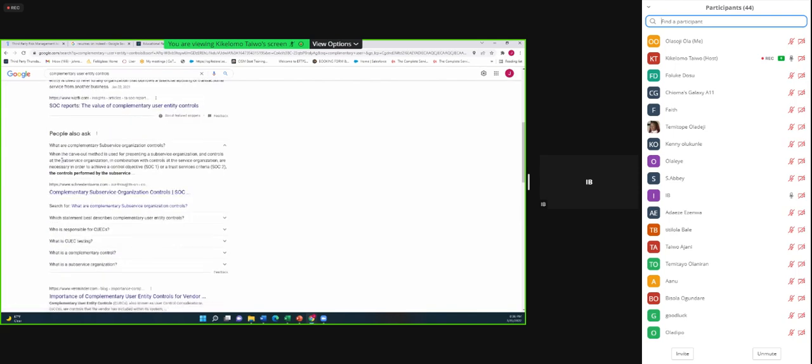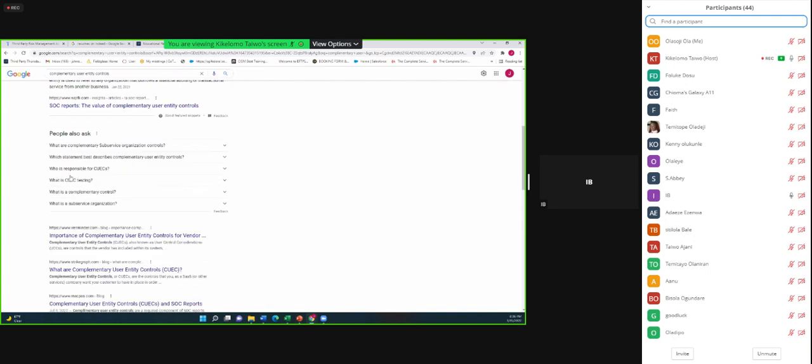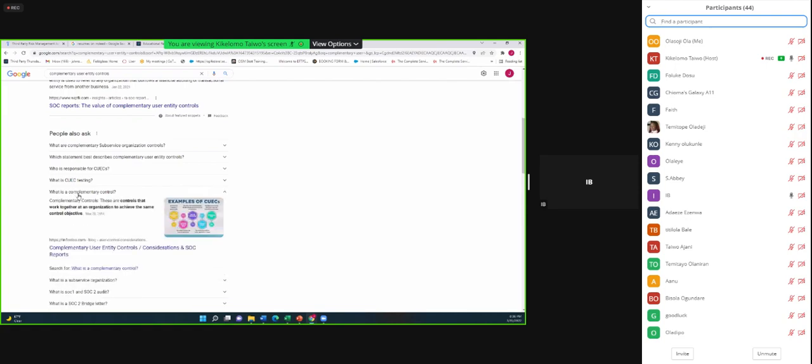So that's for SOC. Then patch management. Patch management is basically updating versions of your software, your system, hardware, or operating system. So it's very important too. If you don't have patch management, you're vulnerable. There's a high chance you'll be breached in the nearest future.